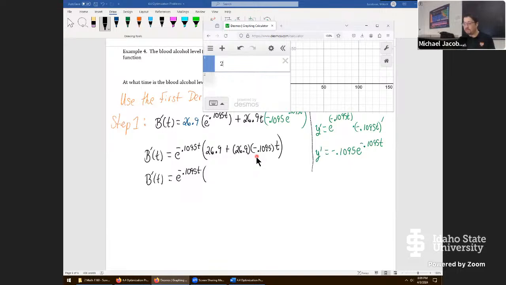I need 26.9 times 0.1095. It comes out as that quantity, and I'll just throw a negative number in front of that. Negative 2.94555.